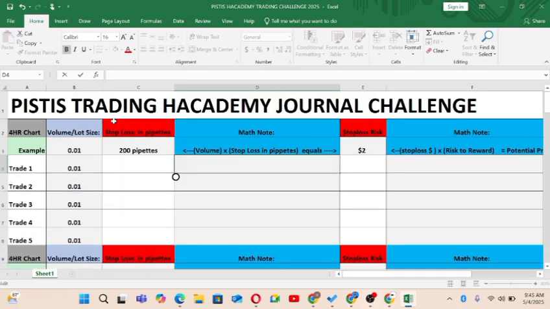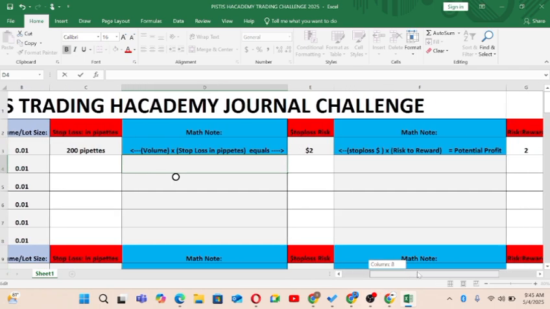I'm going to drop it in the group so that we can follow. We are going to be using the 4-hour chart, and sometimes we can do the 15-minute chart so that we can easily make our profit. You can see trade one, we will be using this lot size, and we put our stop loss in pipettes here. The calculation multiplies the volume by the stop loss in pipettes, and this gives us our risk amount here.